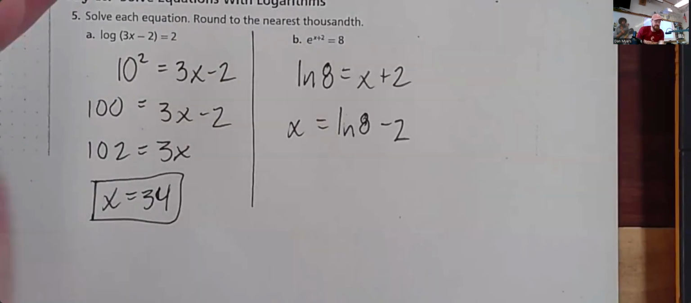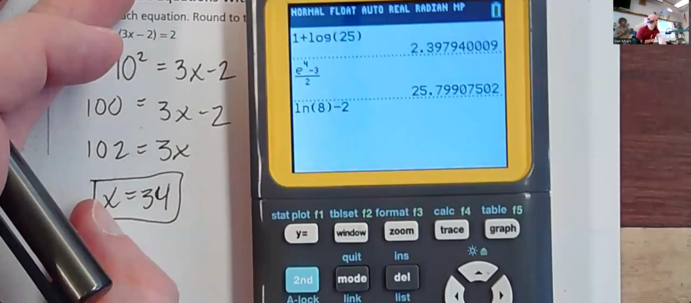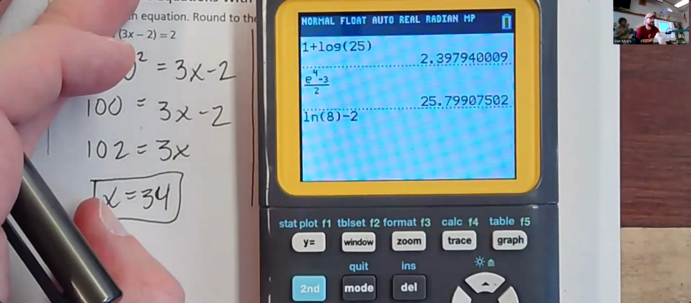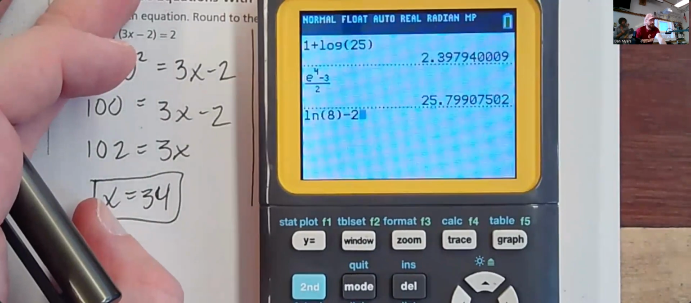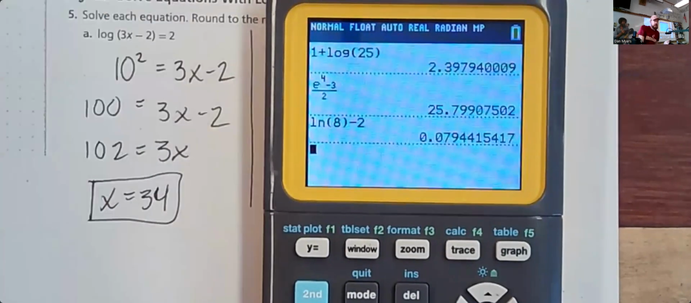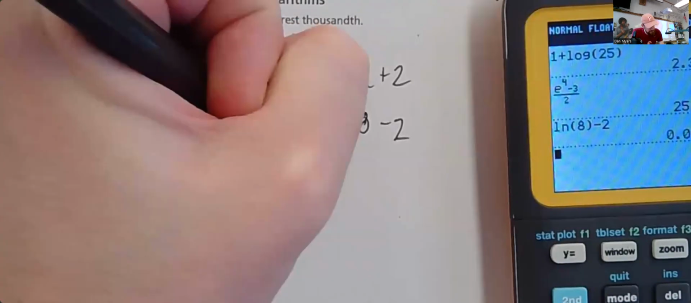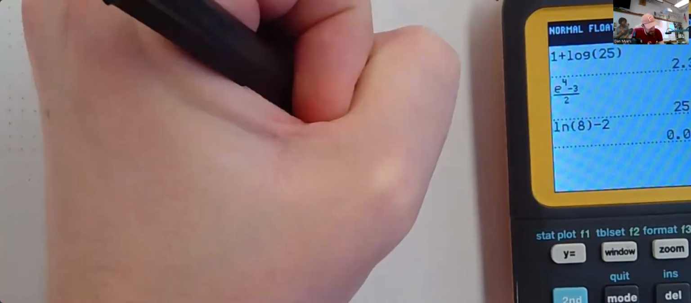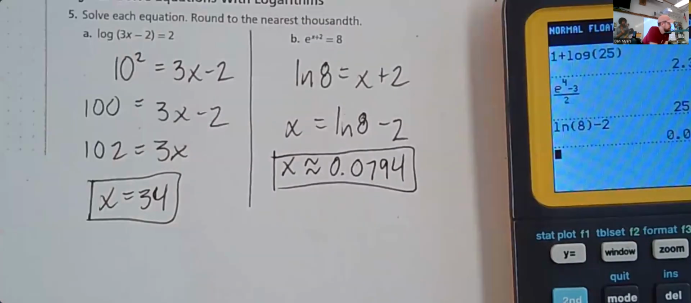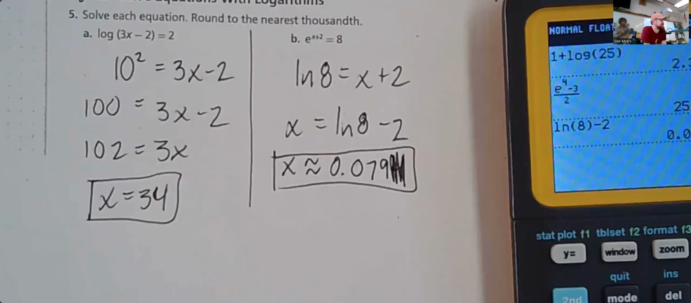So what is it? ln 8 minus 2. ln is right before log. Make sure you close the parentheses after the 8 before you subtract 2. What do you get? Yeah, so a decimal in between 0 and 1. There we go. And this one is to the nearest 10,000th, so we're actually going 4 decimal places. So x is approximately 0.0794. Cool. Oh, no, it doesn't say 10,000th. It just says 1,000th. Sorry. 0.079. Great.